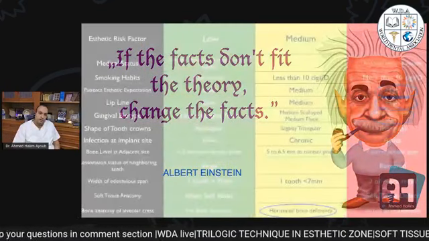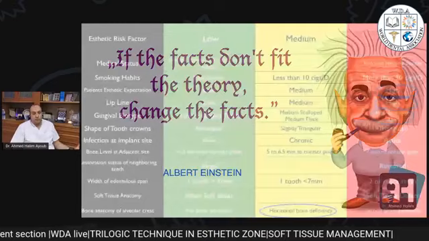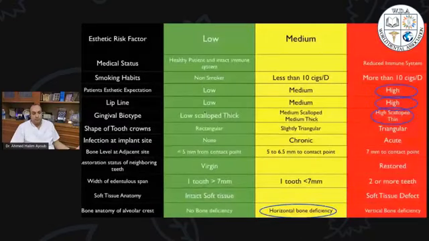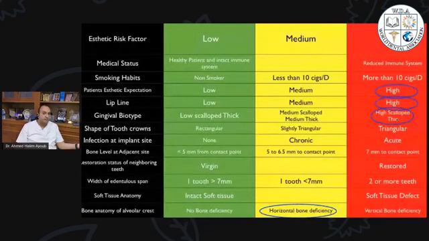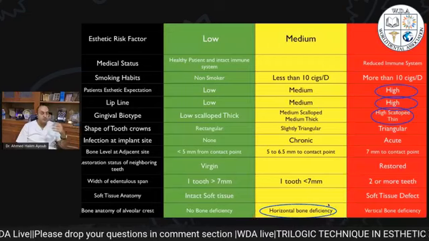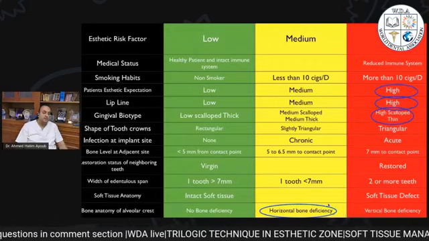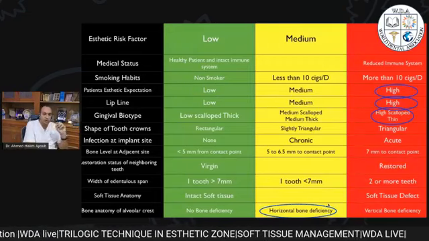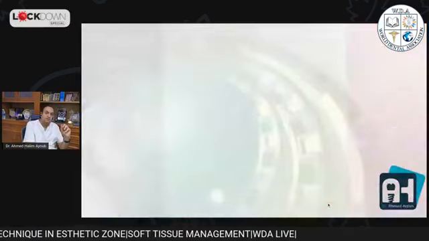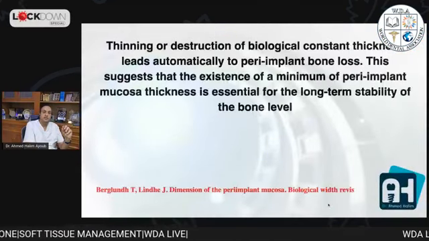Sometimes you face a problem with a patient with high aesthetic risk factors. For example, high aesthetic expectation, high lip line, thin gingival biotype, which is really a big problem, and horizontal bone deficiency. Some patients present with horizontal bone deficiency. How can you manage this work, or how can you deal with these kinds of patients, especially with thin gingival biotype?